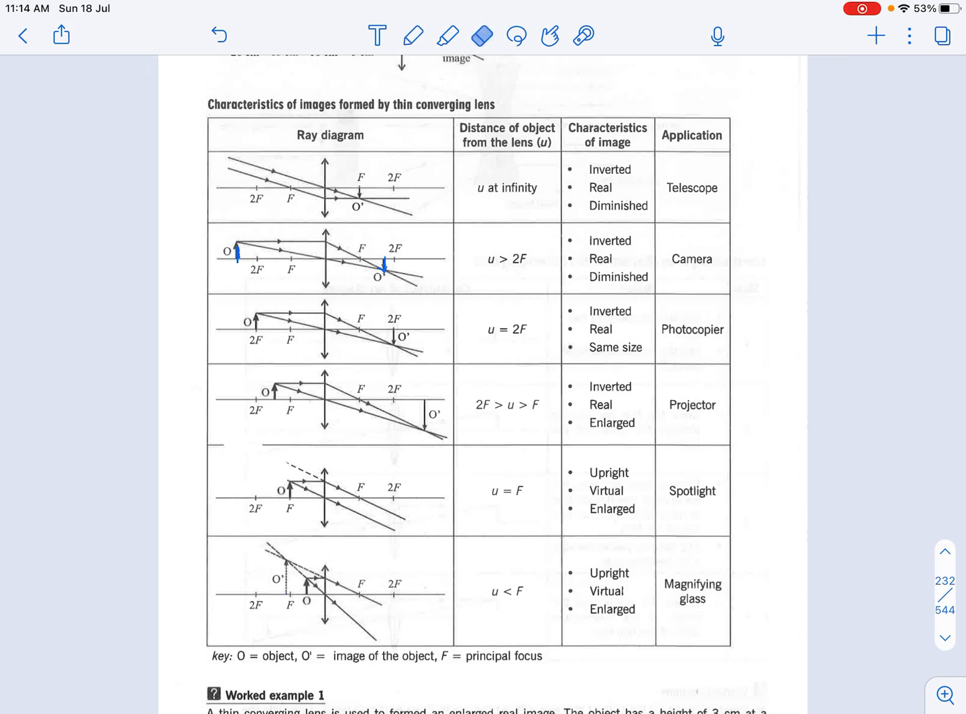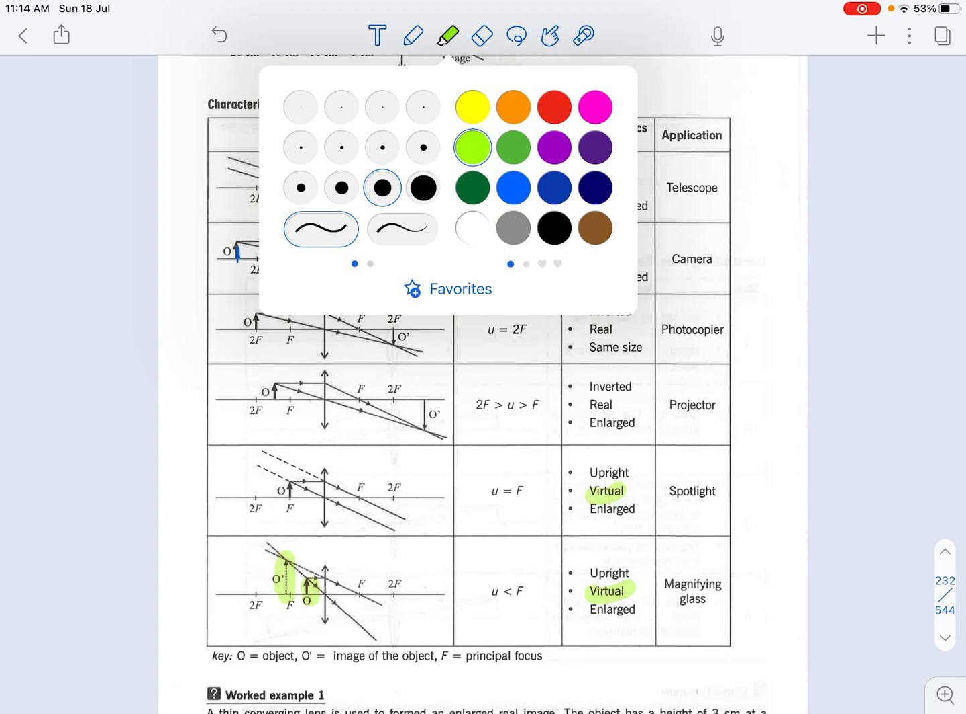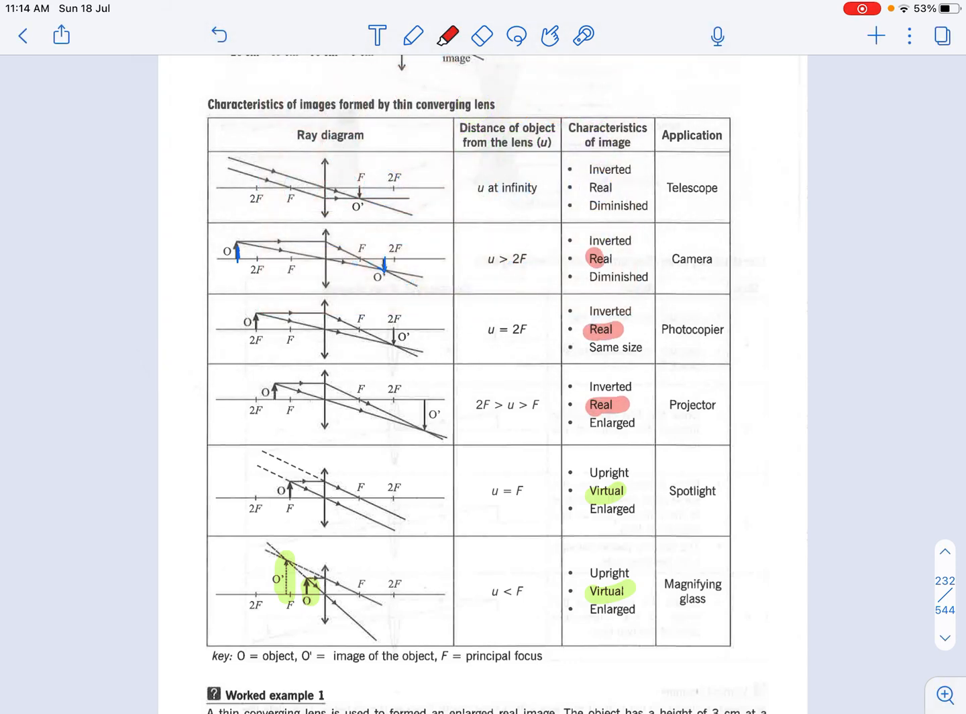Next is virtual. Virtual mainly means that the image is on the same side as the object. Whereas if you see for real, on the other hand, the image and the object are on 2 different sides separated by your lens. Okay, so that's real. Diminish means becomes smaller.